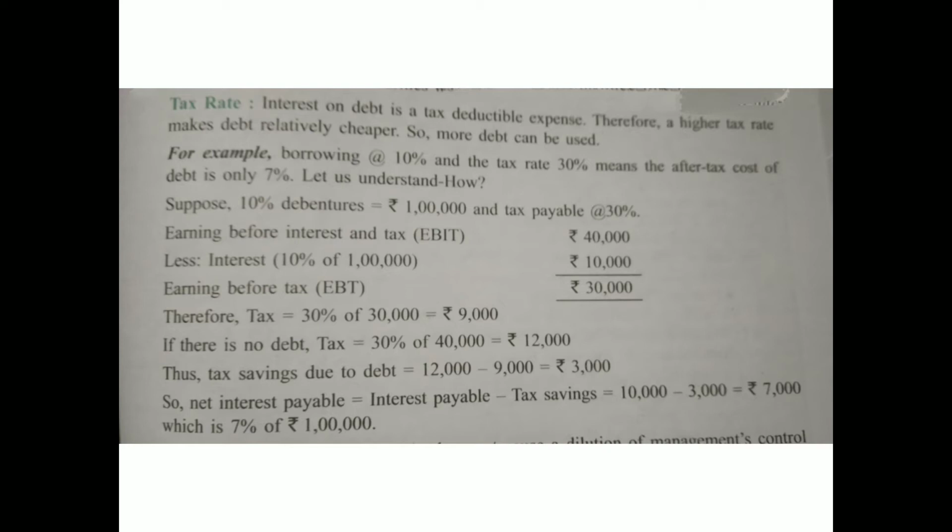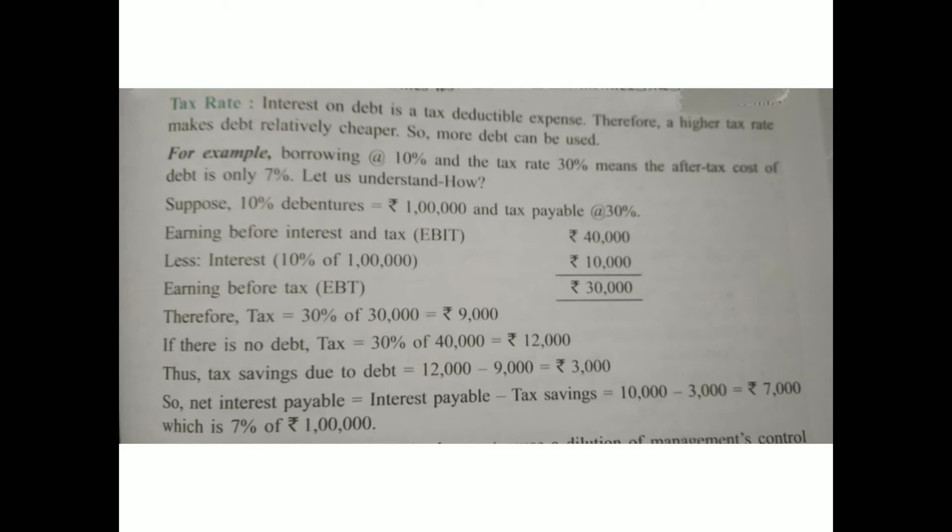Now this is our earning on which we will be paying tax at the rate of 30%. So taxation at the rate of 30% of 30,000 comes to 9,000. Now assume that there is no debt in the firm. So instead of 10,000 we will have 0. So 40,000 minus 0 equals 40,000. On that 40,000 we will be paying tax again at the rate of 30%. So that is 12,000. Now compare these two figures, 9,000 and 12,000.